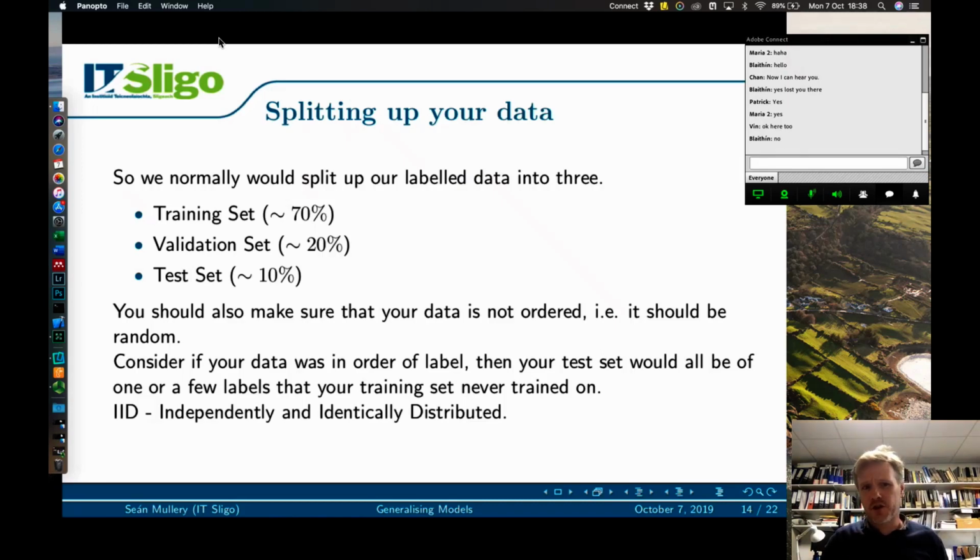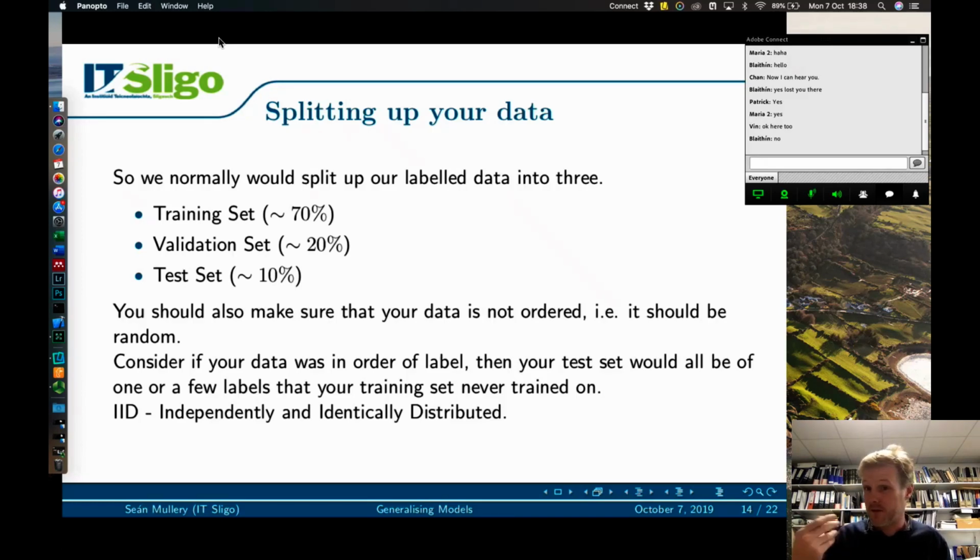A few important things here. You should also make sure that your data is not ordered, i.e. it should be random. Now, just to be careful here, what I mean by this is that in most of the cases that we're dealing with, we're not dealing with data that goes one after the other. There are systems for doing that. There are things like long short-term memories, LSTMs, recurrent neural networks that look at, let's say, text or audio processing, where the context and the order that it comes in matters. In most of what we're going to be dealing with, the order does not particularly matter, or it shouldn't matter, and therefore our data should be in no particular order.